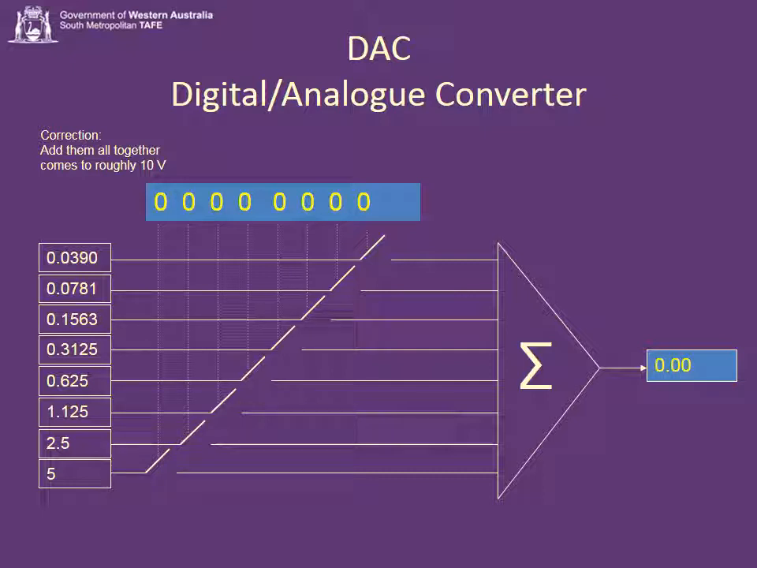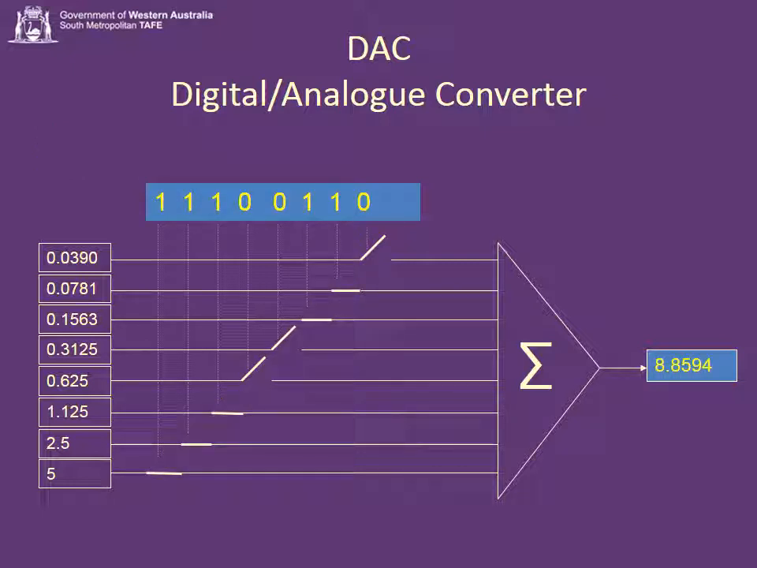Let's give you an example. Here I've given it a digital word, 11100110. The switch is closed, and what's gone through has been 5 plus 2.5 plus 1.25 plus 0.1563 plus 0.0781, and all of those add together to make 8.8594 volts. So that's how we take a digital value and we change it into a voltage.